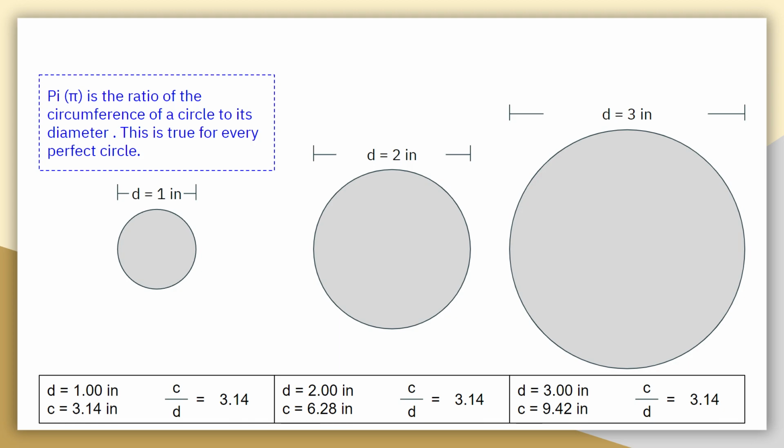Mathematicians were looking at those ratios that were true for every perfect triangle as well. So if we're taking this right triangle here, we could measure the lengths of the sides. In this case, 1 inch, 1.73 inches, and 2 inches.